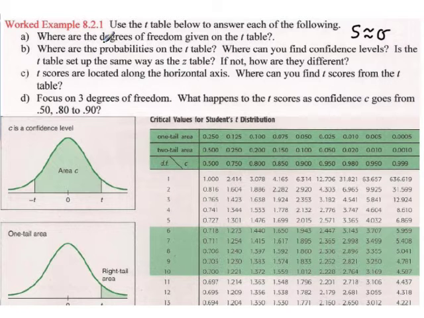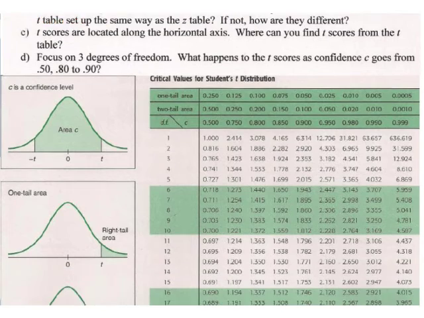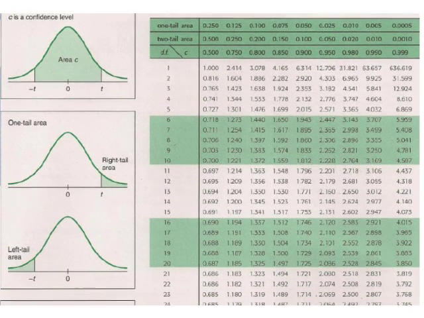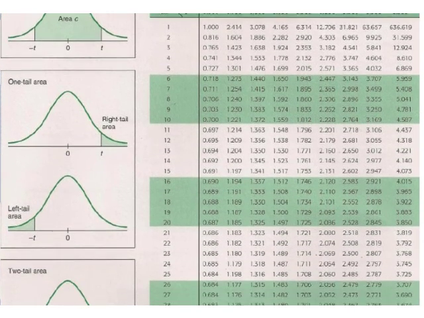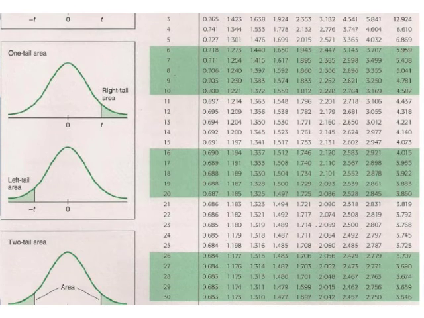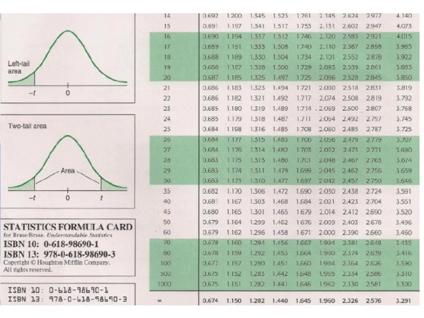First, A, where are the degrees of freedom? So degrees of freedom are something not present when we're learning about the z-distribution. There's only one z-distribution, but there are many t-distributions, and they're all distinguished by degrees of freedom. You can find the degrees of freedom on the leftmost column on the t-table. Now, the degrees of freedom go on and on forever, but your table actually lists degrees of freedom from 1 all the way up through 1,000.